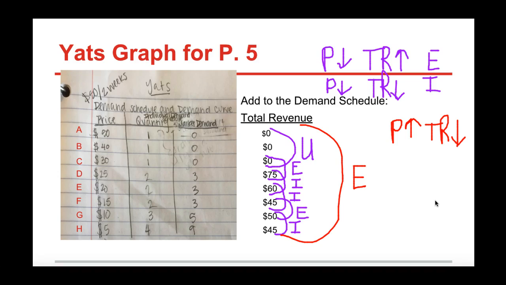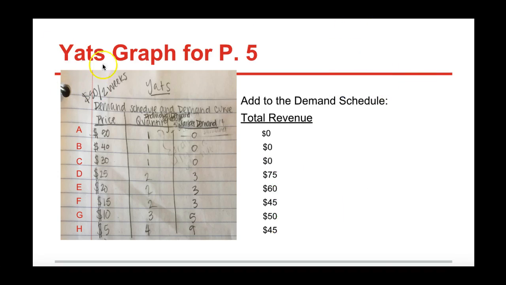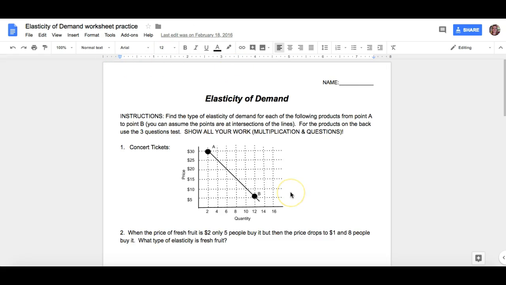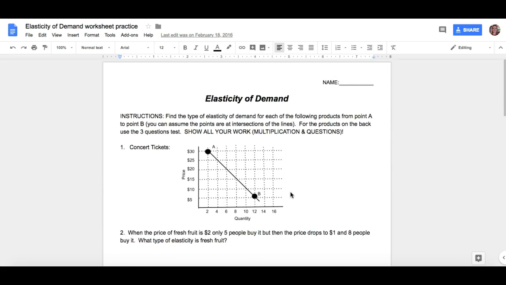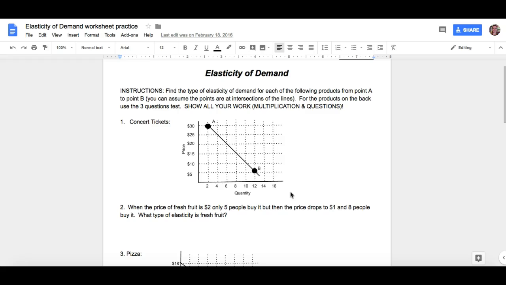Now, the last thing that I'm going to have you guys do today is a practice worksheet using the total revenue test and the 3 questions test. It's going to look like this. And what I want you to notice before the sub passes this out to you is that the first 5 problems on here are all going to be numbers ones. So you're going to use the total revenue test.